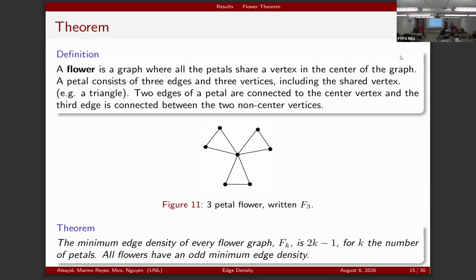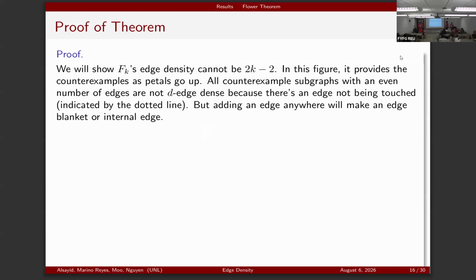So our theorem is the minimum edge density of every flower graph, Fk, is 2k minus 1, where k is the number of petals. And thus this means that all flowers have an odd minimum edge density. Okay, to begin our proof, we'll show that a flower's edge density cannot be 2k minus 2.